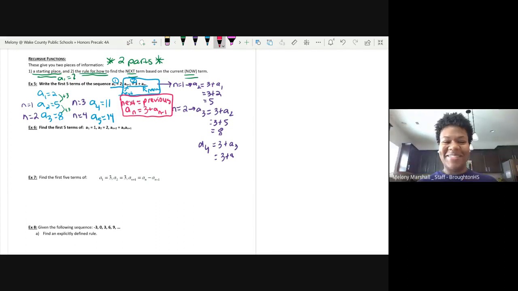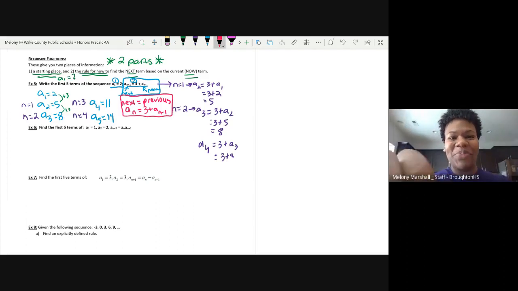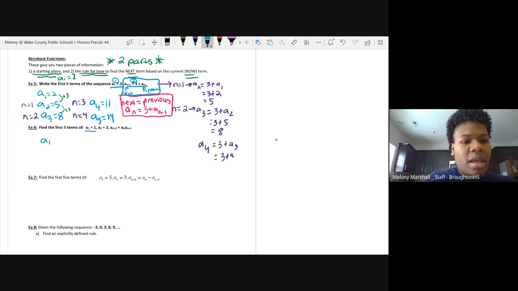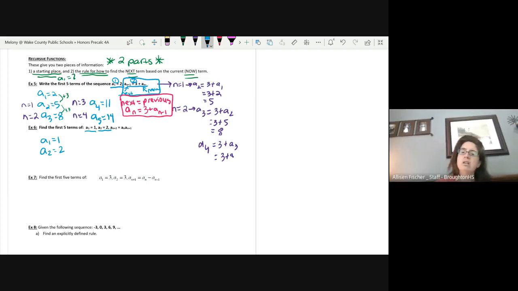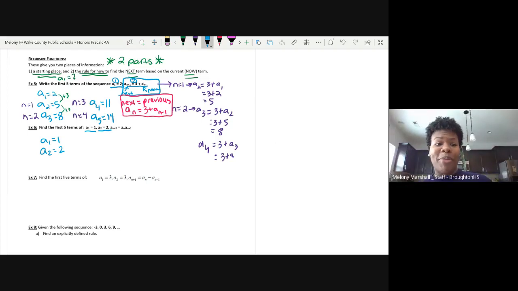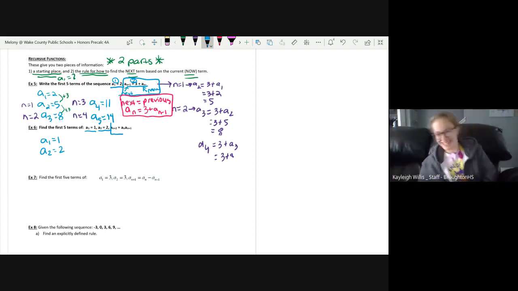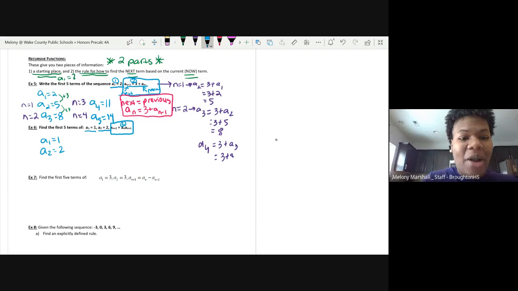All right. Let's do the next example. So we have our first part is A1. That gives us our starting place. And then it gives us a second place. So not only do we have a starting place, we have a second place. So A sub 2 is 2. Remember, all this right here is now the first part, and then our rule is the second part.